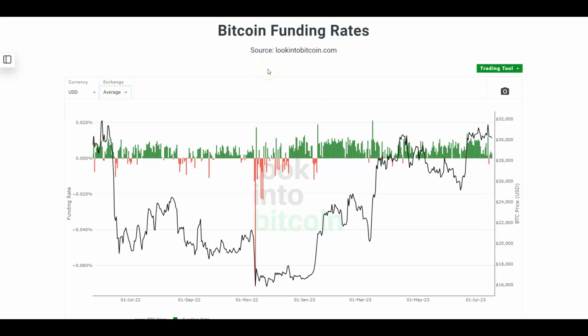Again, best free resource you can get for Bitcoin. For most people, this is going to be good enough to satiate information and curiosity. Stack sats, stay humble.